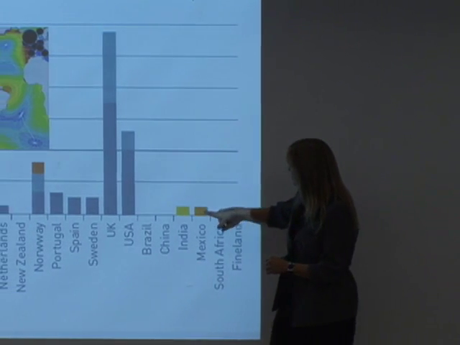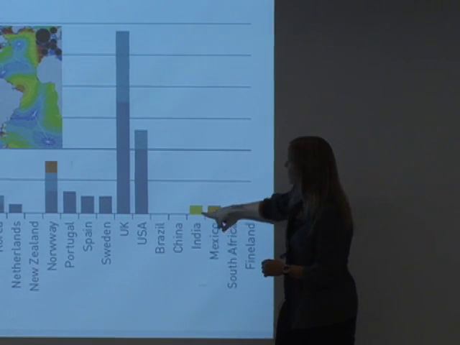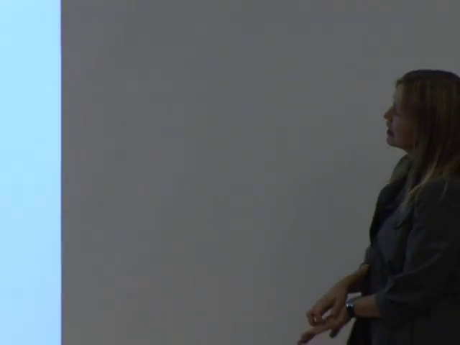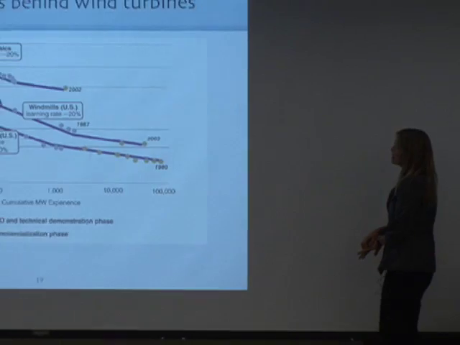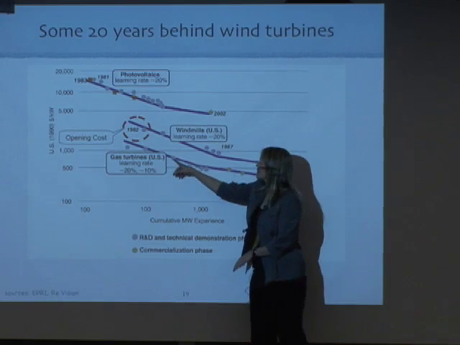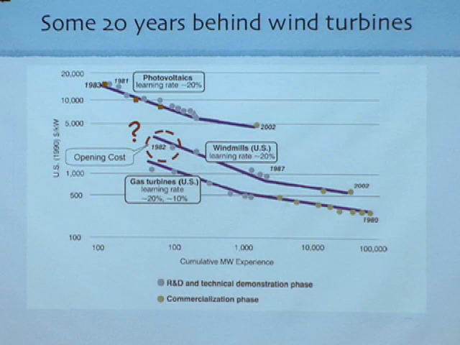There are some developments going on in salinity gradient, this osmosis project, and also OTEC, which is the temperature gradients, but not so many as the others. We are, I would guess, about 20 years behind wind turbines. Here are some technology development curves of photovoltaics and windmills and gas turbines with an opening cost and then a cost reduction as we went on. So this is for installation costs in dollars per kilowatt.